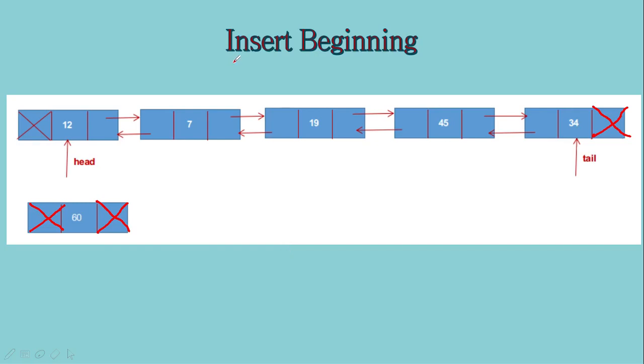Hi, let's discuss how to implement the insert beginning function in a doubly linked list. The input for this operation will be a list and the data which we have to insert at the beginning. We will create a new node and place the data in the data part using the create node function, and then we have to attach this node to the existing linked list.